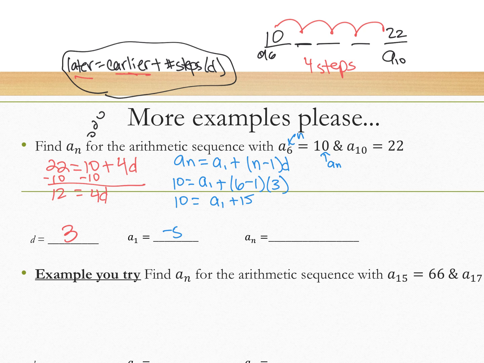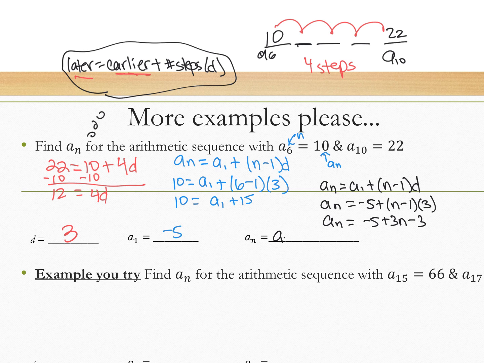Okay, and then our rule for the nth term, we will plug in our values for the common difference and a1. So a1 was negative 5, common difference is 3. So an equals negative 5 plus 3n minus 3, or our final answer, an equals negative 8 plus 3n.